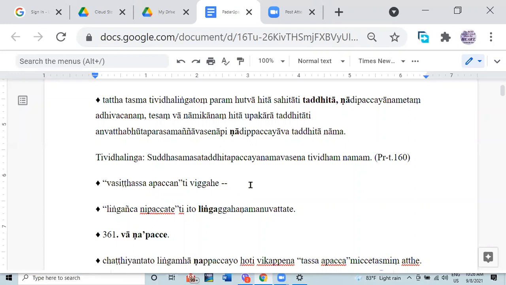So, yeah, the problem is Taddhita paccaya. Why is paccaya mentioned? I also don't know exactly, but it's understandable, because Taddhita words end in suffixes, paccaya. Samasa does not end in suffixes, you know. But there are samasa suffixes also, do you remember? There are samasa suffixes also.